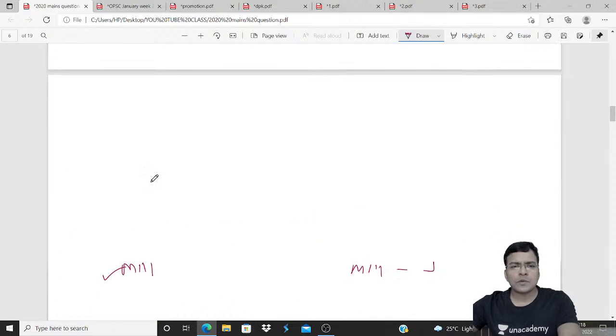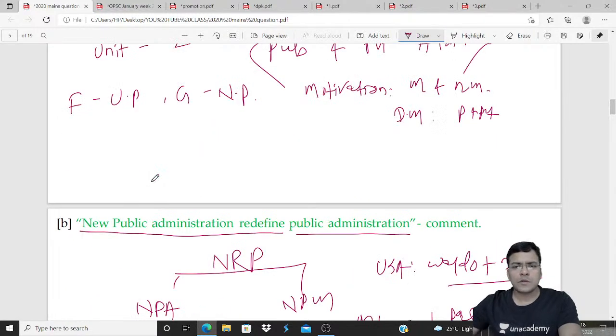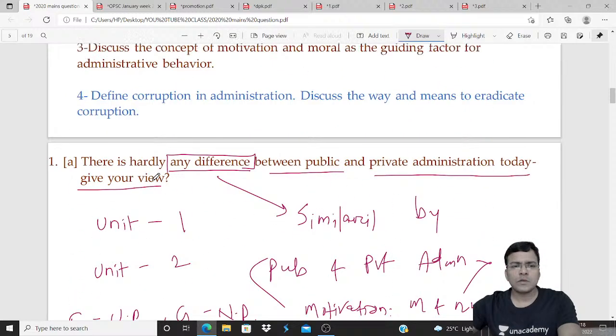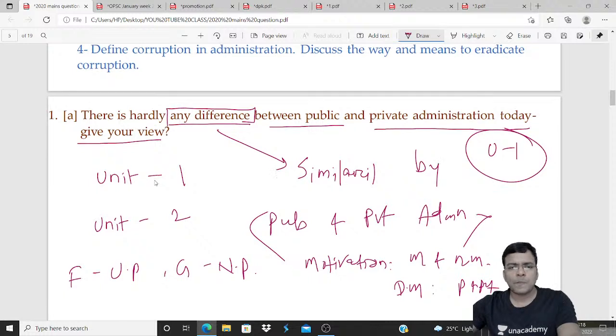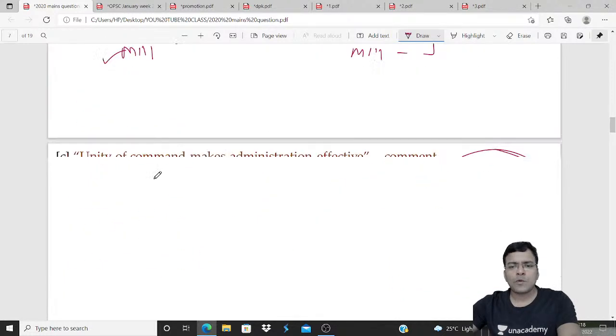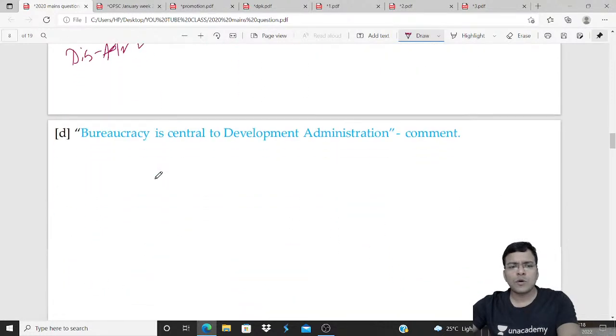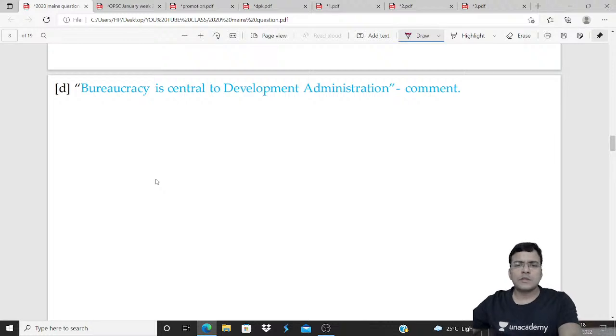Unit 2. This question is unit 1. This question is unit 1. So two questions from unit 1, one question from unit 2. Yes, this question is again from unit 2.